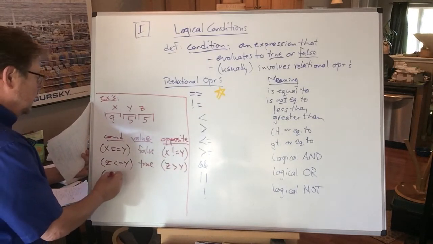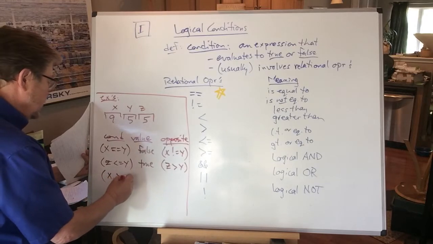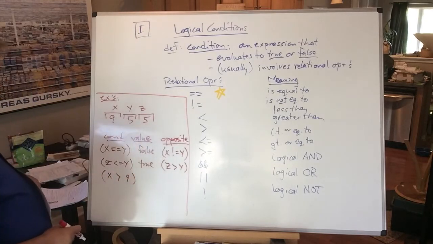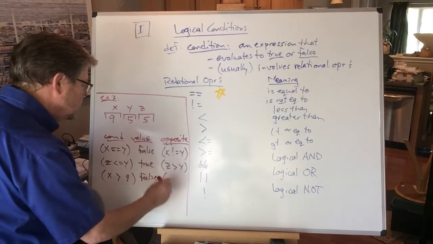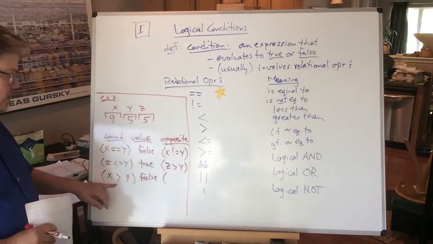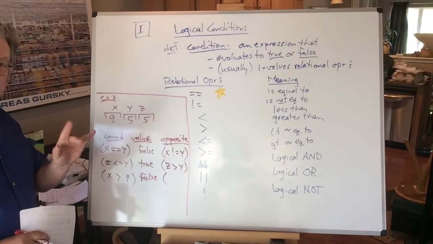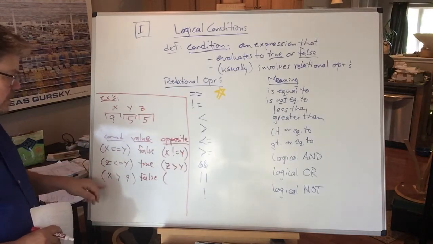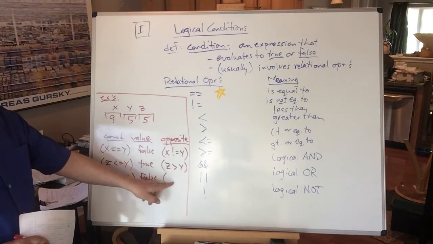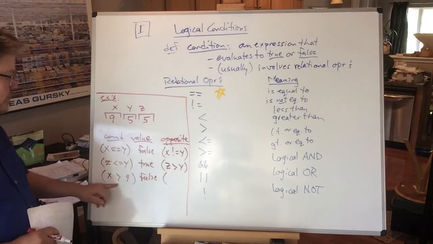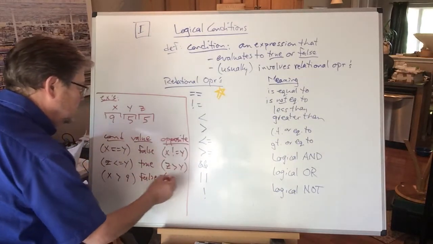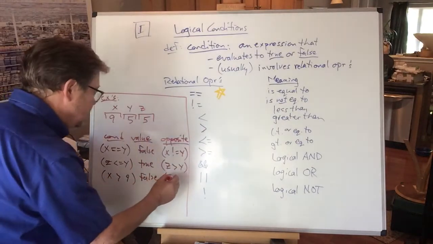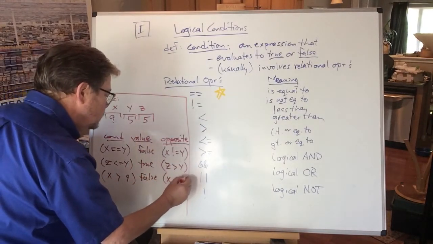And how about my next example here? X greater than 9. Well, that's not true. That's false. But when I construct a logical opposite over here, since this only covers one of the 3 possible ways that x could relate to 9, I've got to cover the other 2 with a logical opposite. See how to play this game? So if x is not greater than 9, it's got to be not just x less than 9. It's got to be x less than or equal to 9.